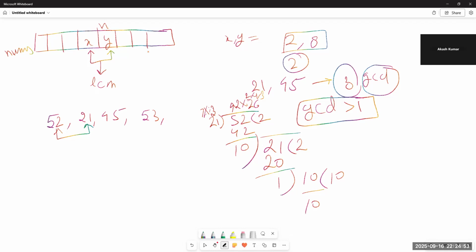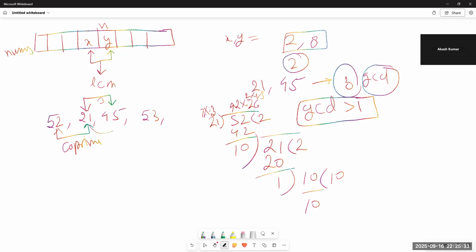Take 13 and the next number: there is no common divisor of these numbers, so they are coprime. Their GCD is 1. Now we take the second pair, 21 and 45. Their GCD is 3. 3 divides both numbers, and there is no greater number that can divide both together. Since 3 is greater than 1, they are non-coprime numbers.